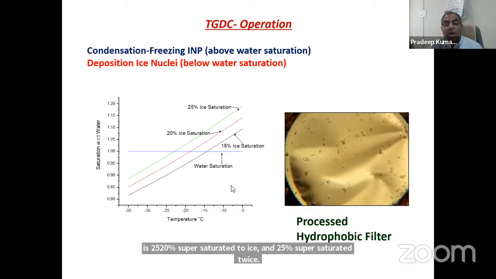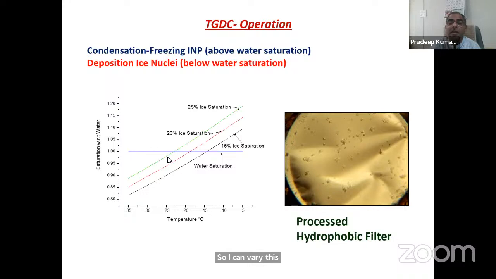So I can vary the temperature, and then I can open the chamber, and then I can count the activated filter. This is a processed filter, hydrophobic. The filter has to be a hydrophobic filter because we don't want water to be on this ice filter. So these are all the ice crystals which are there. You count the ice crystals and that will give you the number of ice nucleating particles. So then you can operate this in two different modes. So in each mode, you can count and you can get the number of ice nucleating particles in different modes.